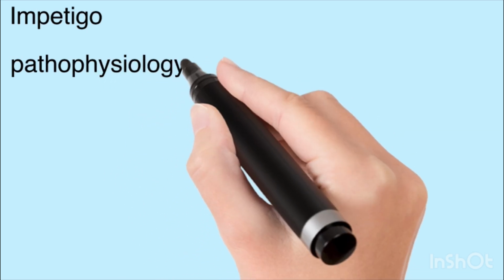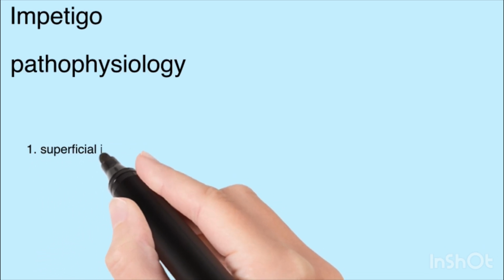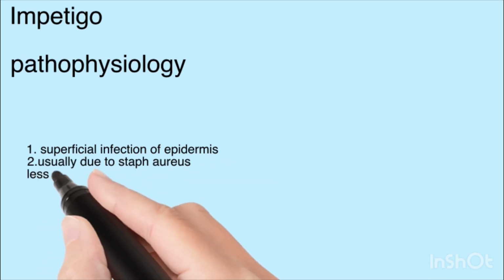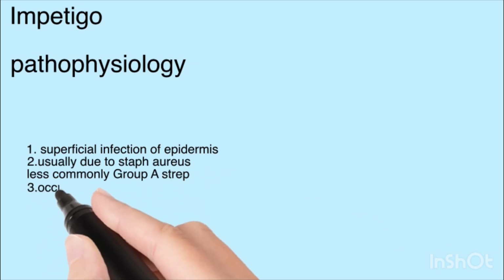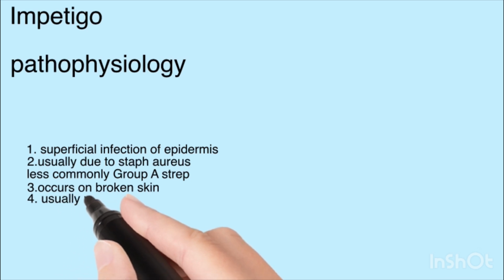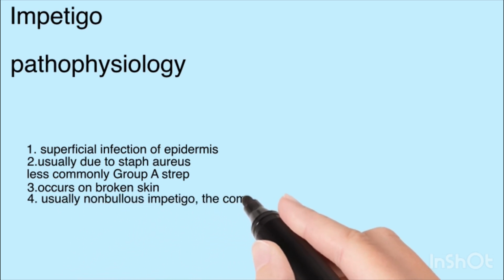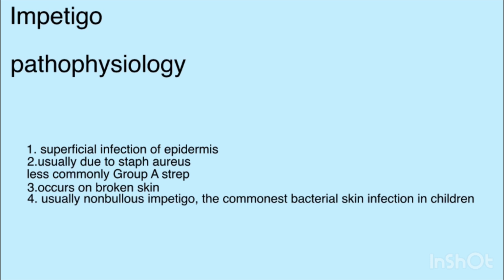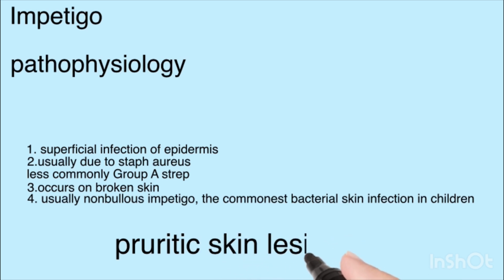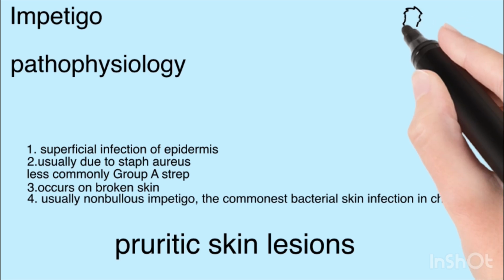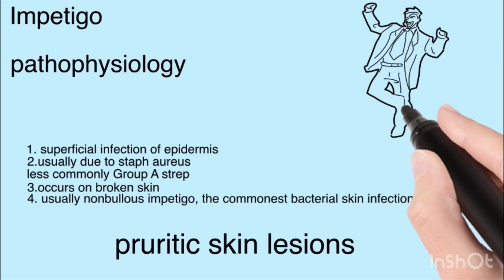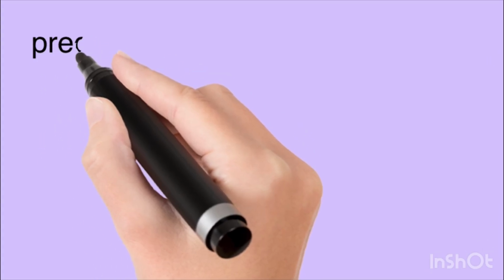When we consider the pathophysiology of the illness, it is a superficial infection of the epidermis. These layers of skin are very important, and usually Staph aureus is the main organism, and less commonly group A streptococcus can also cause this. It occurs in broken skin. Usually non-bullous impetigo is the commonest bacterial infection in children. Broken skin means breached skin, and usually they describe this as a pruritic skin lesion. The important thing is the common organism is Staph aureus, and less common is group A strep.